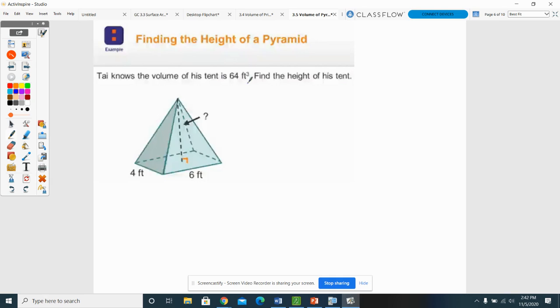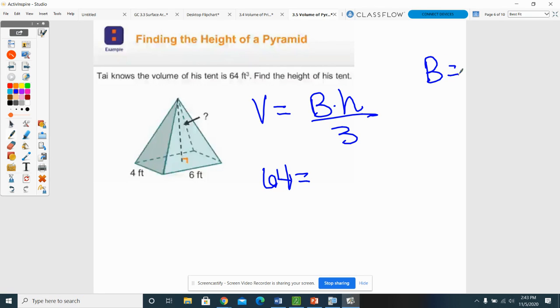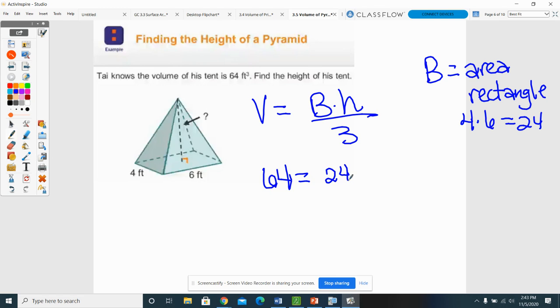Ty knows the volume of this tent is 64. We're going to find the height. Well, volume is big B times H divided by 3. Well, the volume of this tent is 64. Do I know what big B or H is? I do. I know what big B is. Big B is the area of the base, which will be the area of the rectangle here, which is base times height, or 4 times 6, which is 24. So 64 is 24 times the height divided by 3.